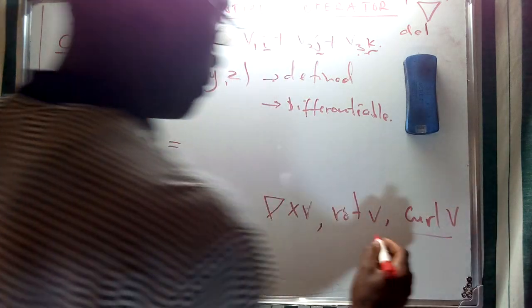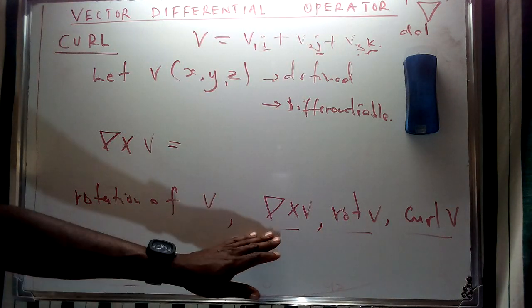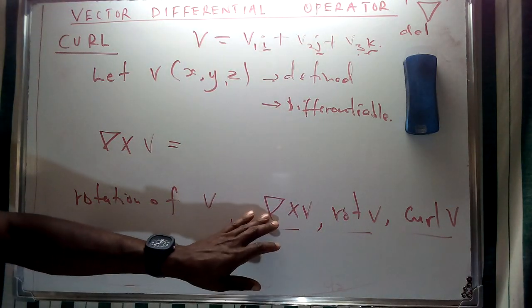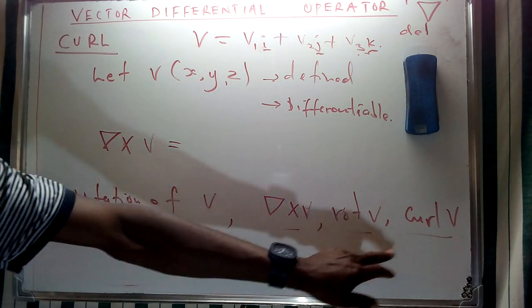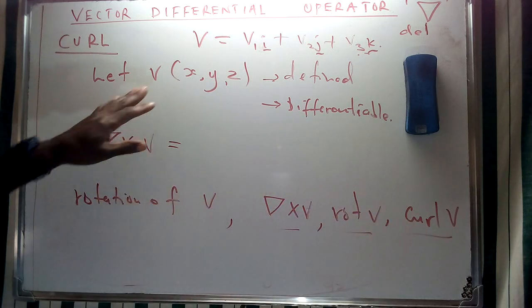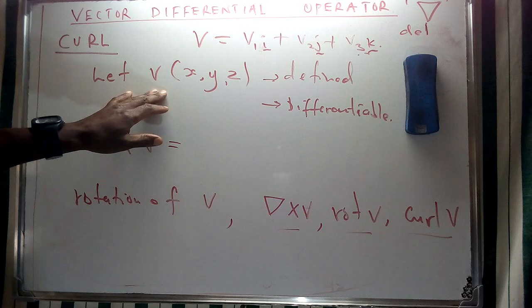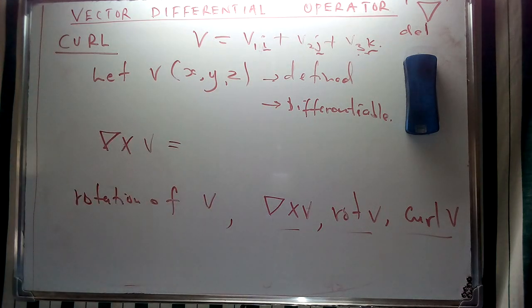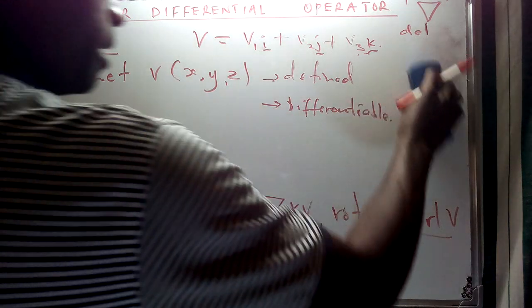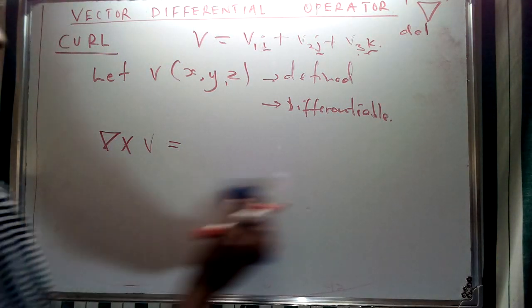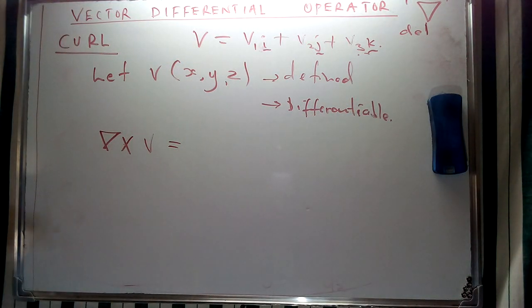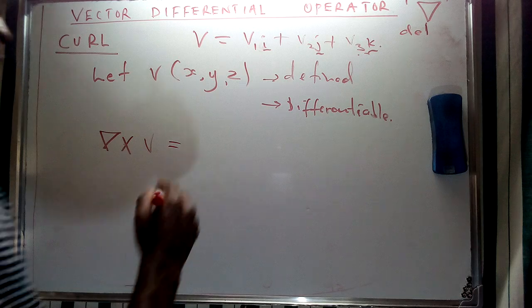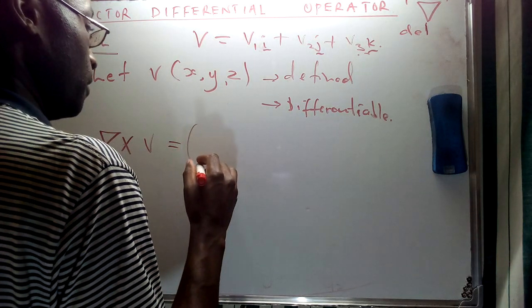So this one can be given as del cross v, or rotation of v, or the curl of v. So in any case, we have these three denotations in our various texts: del cross v, rotation of v, curl of v, bearing in mind that this is a vector field which is differentiable and defined at a point in space, and therefore the definition is going to be correct in any of our discussion. So in any case, with these specific letters, we can define del cross v by having a cross of their specific components.